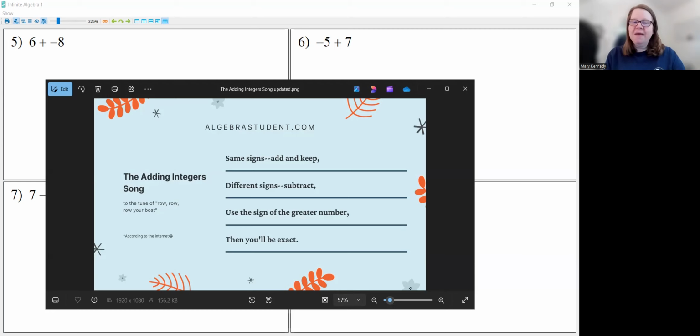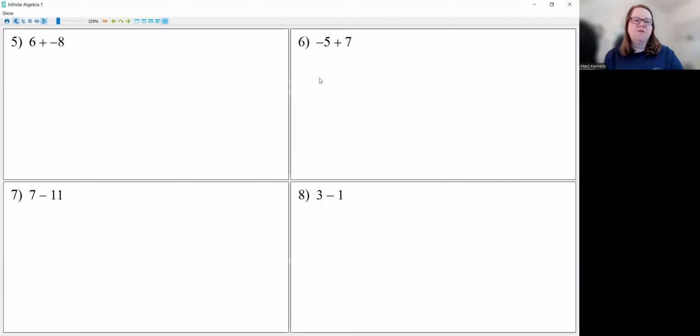But here we go. So we know that the little rhyme that we use is: same signs add and keep, different signs subtract. Use the sign of the greater number, then you'll be exact. Okay, so different signs subtract, same signs we add. So let's look at these 4. The question is, do we have different signs, or do we have the same signs on each one?